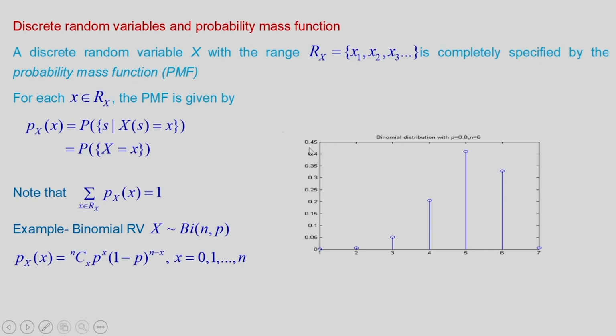So, here we have plotted the PMF curve. It is a binomial random variable with p is equal to 0.8 and n is equal to 6. So, this is the plot. That way we can describe a discrete random variable in terms of probability mass function.